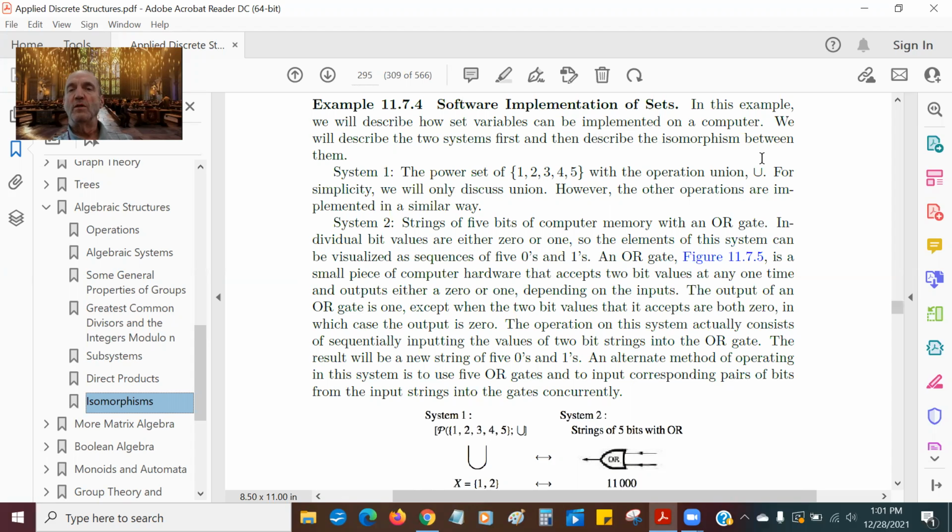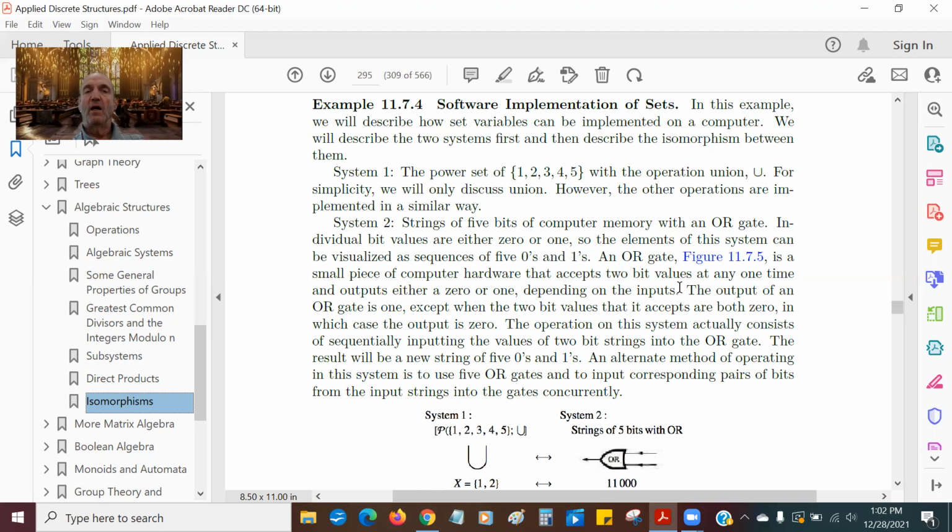We could discuss other operations, but just to keep it simple, we're going to discuss just unions. Now that's our first system, and we want to show that it's isomorphic to a completely different system, which is system 2, strings of 5 bits of computer memory with an OR gate. Now, individual bit values are either 0 or 1, so the elements of this system can be visualized as sequences of 5 zeros and 1s.